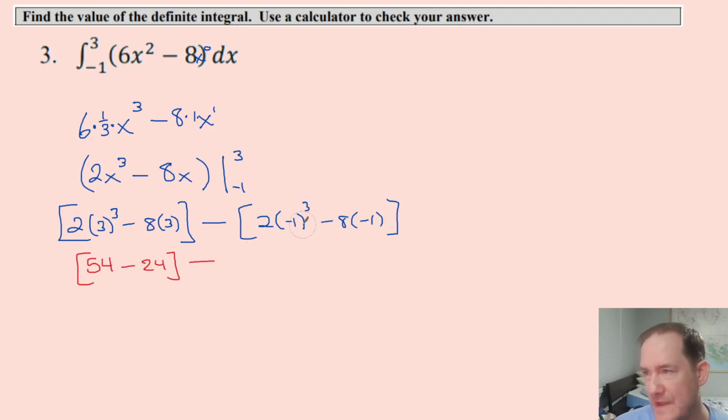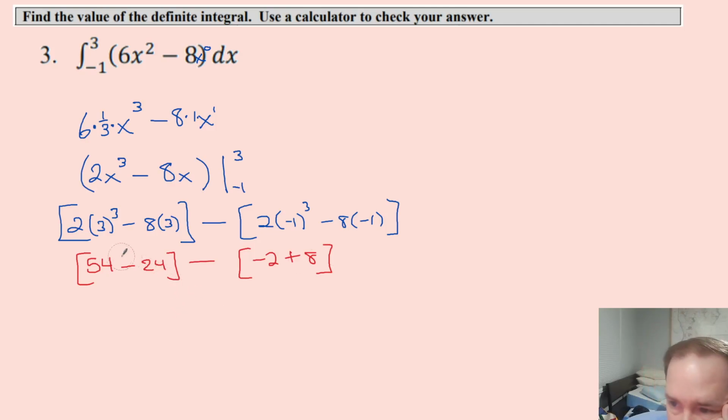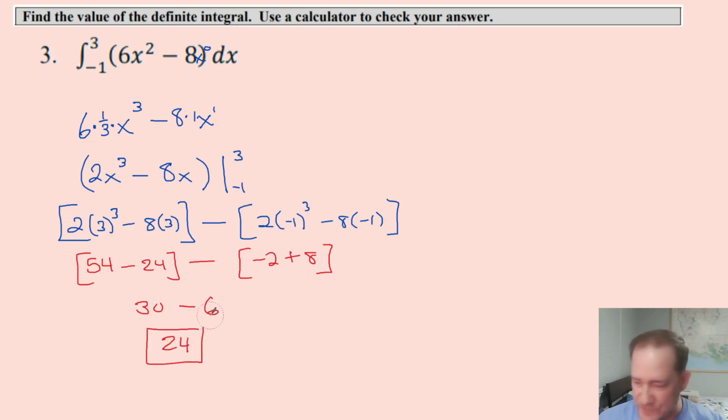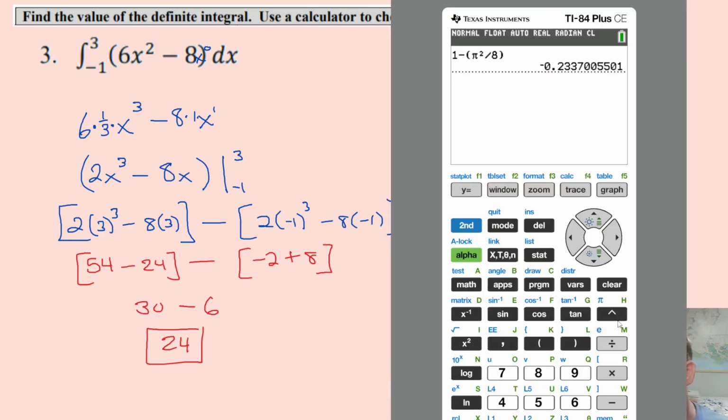Then we'll subtract from that. Negative 1 times 2 is negative 2, plus 8. I'm not great at math, but this looks like a 30 to me. And this looks like we're going to take away 6. I'm feeling a 24 coming. And if only there was a really convenient way to check my answer. Oh wait, there is. Just bust out your calculator again.